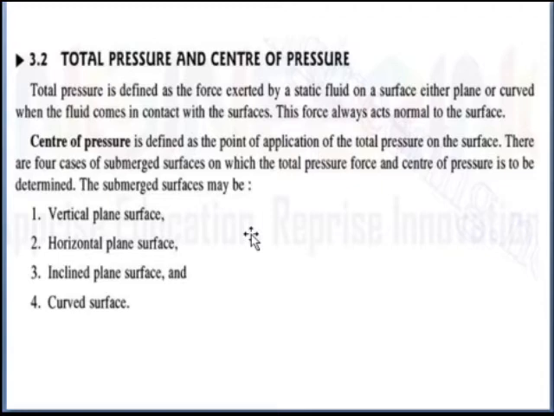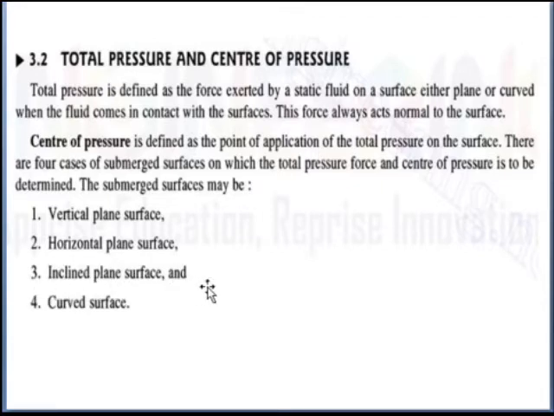In the previous lecture we have seen the vertical plane surface submerged in the liquid. So there are four cases. Which are they? Vertical plane, horizontal plane, inclined plane surface, and a curved surface. These four cases we have to study. In the previous lecture we already studied the vertical plane surface. In today's lecture we are going to study the horizontal plane surface submerged in the liquid, and also the inclined plane surface submerged in the liquid.